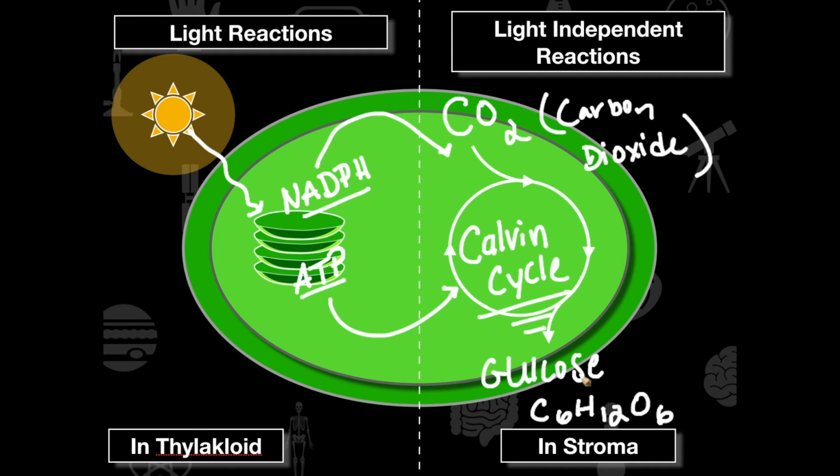And then once I have the energy to power this Calvin cycle, now I can take that CO2 and make glucose. The reason we call it light reactions is because over here we need light in order for this to occur. We need light for that NADPH and ATP production. In the light-independent reactions, we're just taking CO2 and glucose and using chemical energy to power that Calvin cycle. So we don't need light anymore on this side of the diagram.